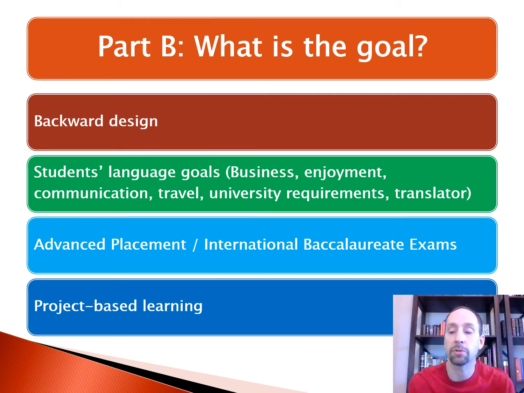Some other goals that students might have might be summative assessment, such as an advanced placement exam. They want to get college credit, or an international baccalaureate exam. Or maybe it's project-based learning where they want to complete a task or a goal, and that's something that we're working towards. So the very first thing is we need to establish what's the goal that we're working towards, and that way we know if we're on the right path or not.